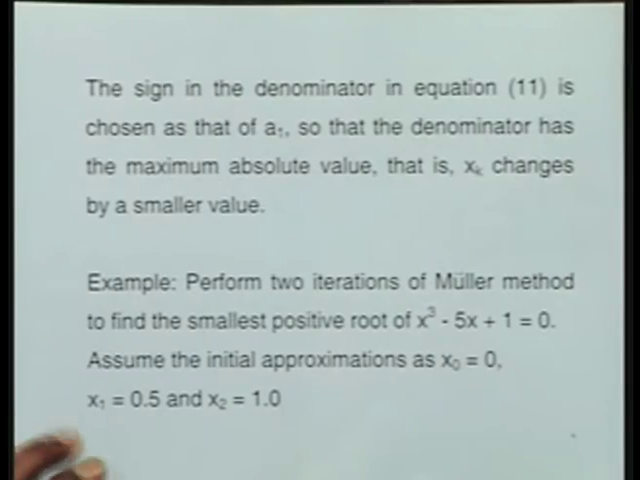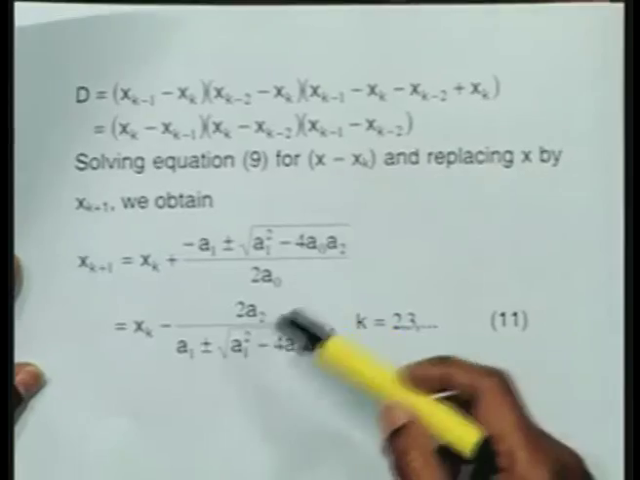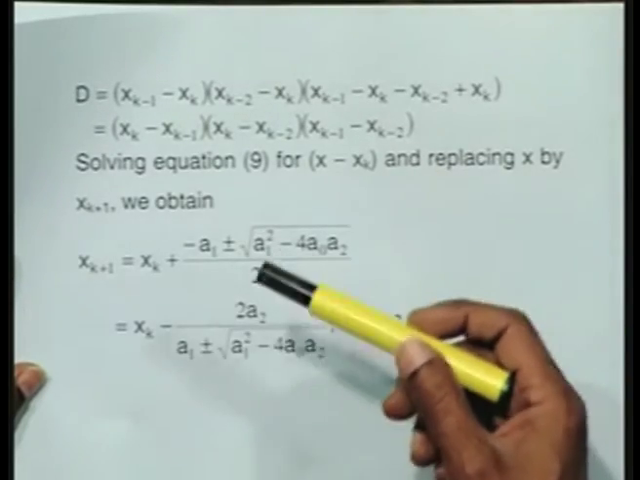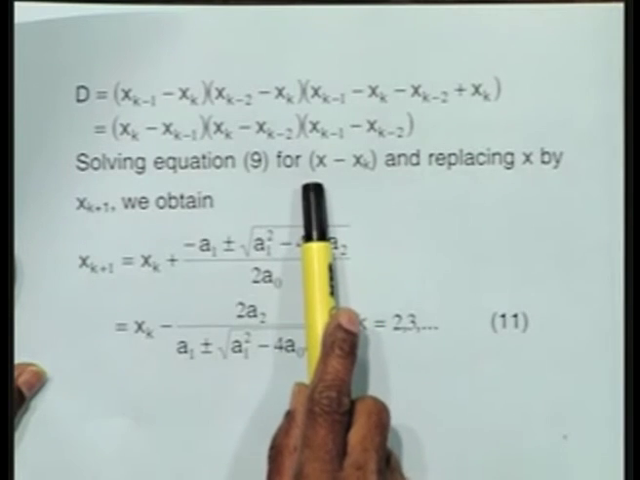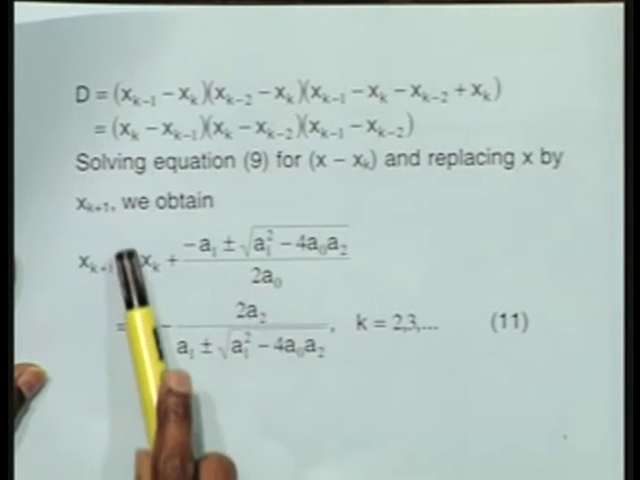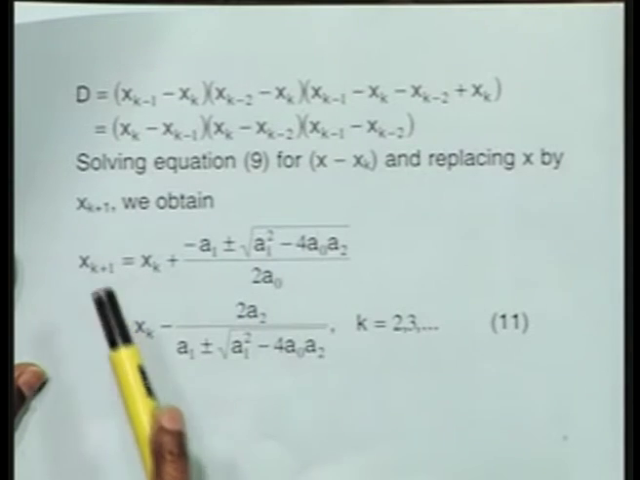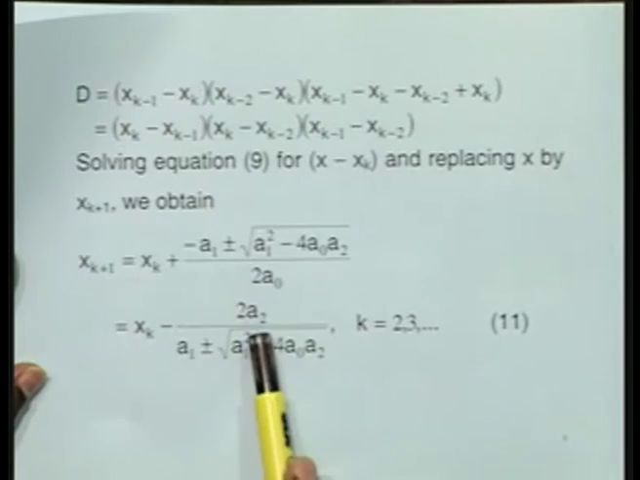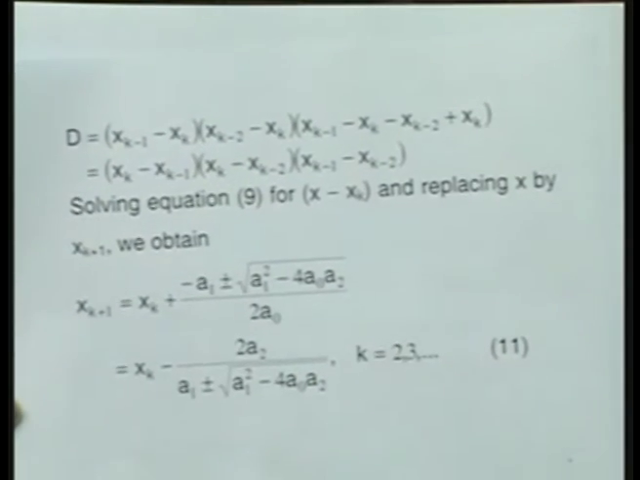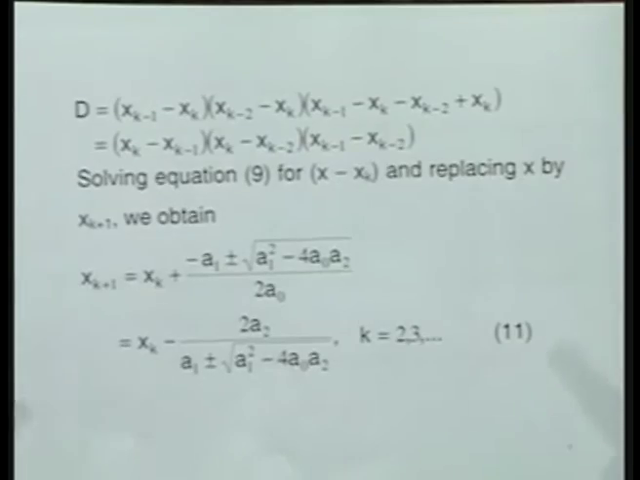Now before we take the example, let us discuss what we have to do for the next iteration. What is the computational cost per iteration? We have the approximations xk minus 2, xk minus 1 and xk. We have computed xk plus 1. Now we go to the next step. I need evaluation of f of xk plus 1. I do not need anything else here, because a0, a1, a2 do not contain any other thing. Therefore the cost of evaluation is simply one function evaluation, that is f of xk plus 1.